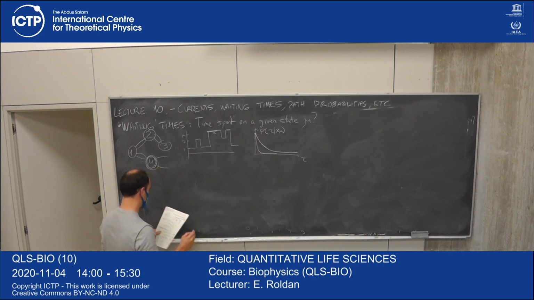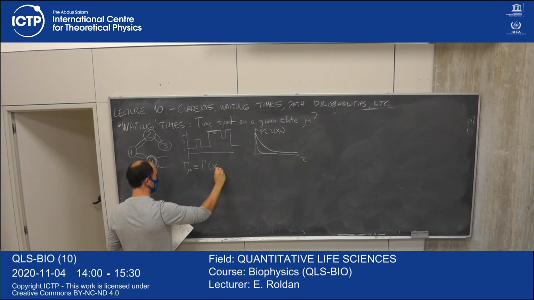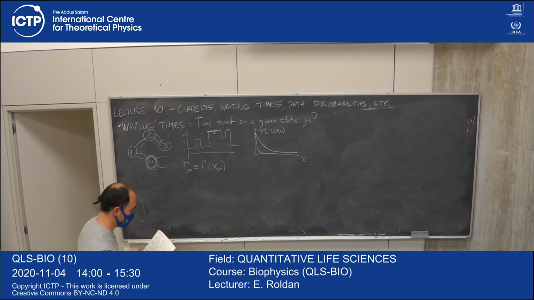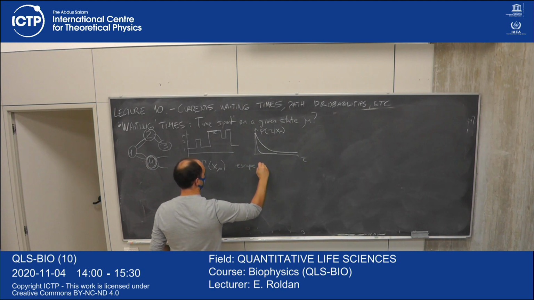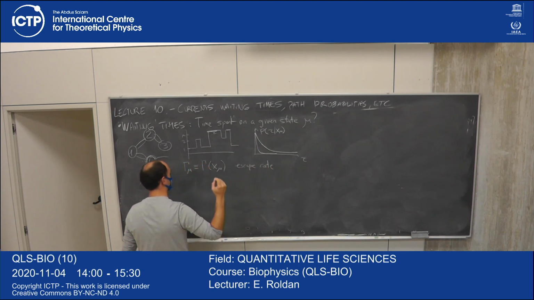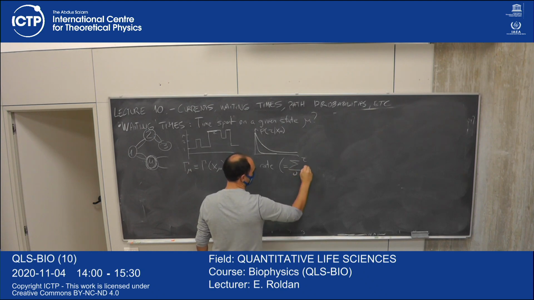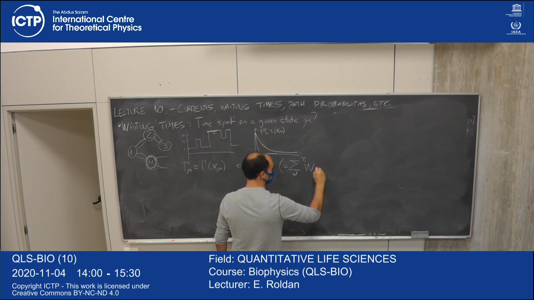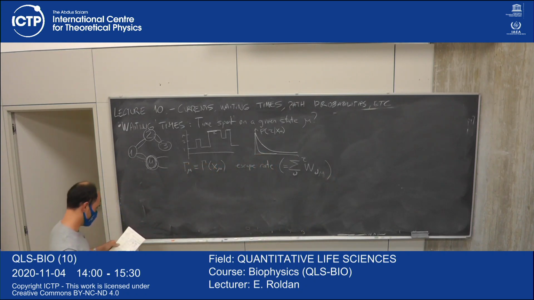So if I define gamma mu as gamma of x mu, remember, I defined this already. This is the escape rate, which in the end, we know is equal to the sum over all the destinations of the transition rate from mu to nu. Okay? This is when you have a transition rate. But let me call it like this.